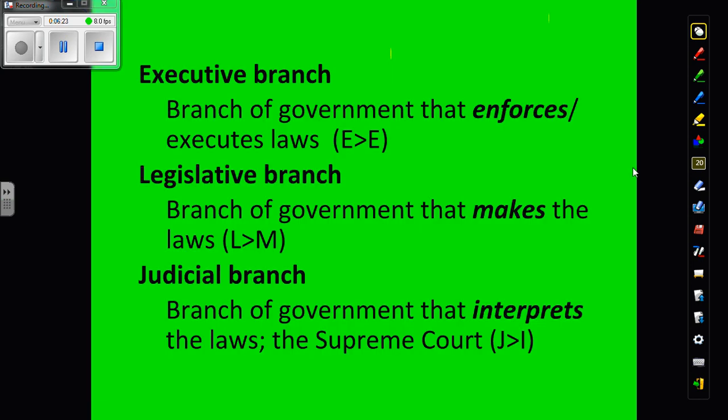The executive branch is going to enforce the laws, so E to E, executive to enforce. The legislative branch is going to make the laws. If you're looking at the alphabet, L comes right next to M. And then the judicial branch interprets the laws. So that's the Supreme Court, and J is right next to I. And so that's how I kind of remember which branch does what.